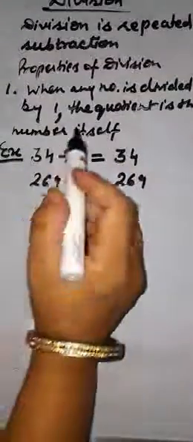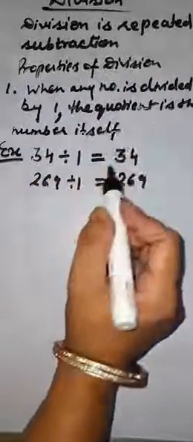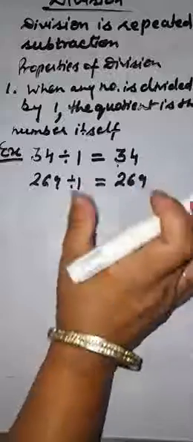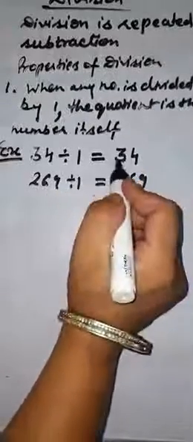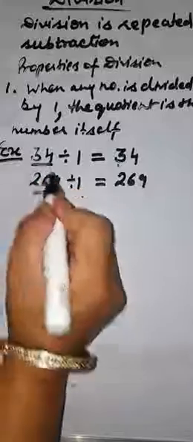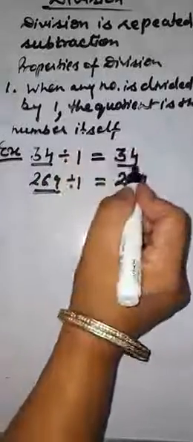It means when any number is divided by 1, the answer which we obtain, that is known as the quotient. The quotient is the number itself. So look here, the number is, so the answer is the number itself.